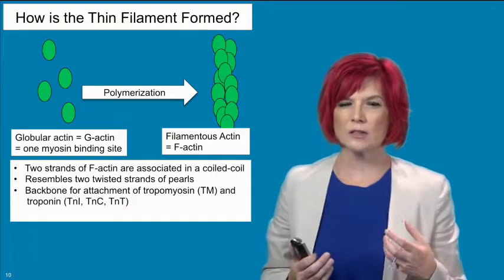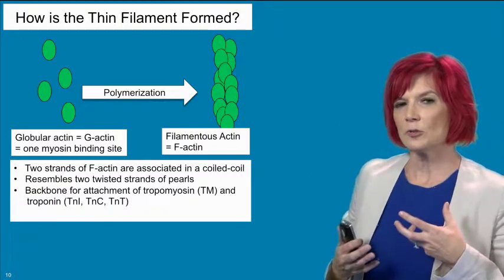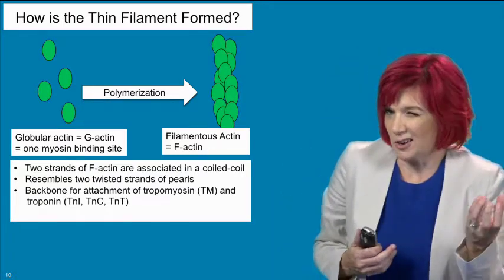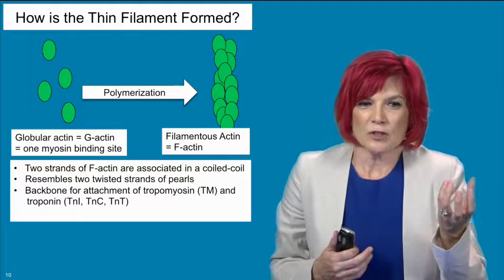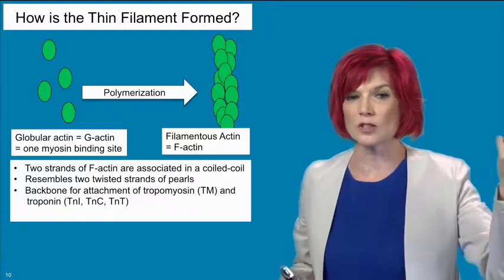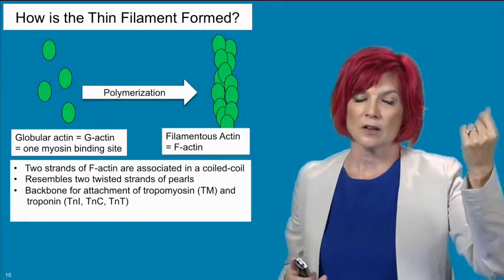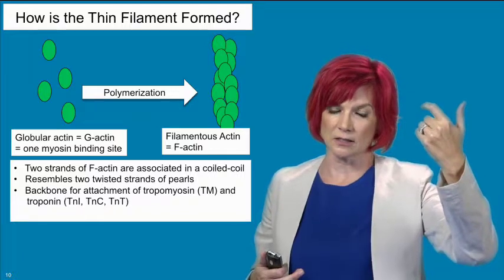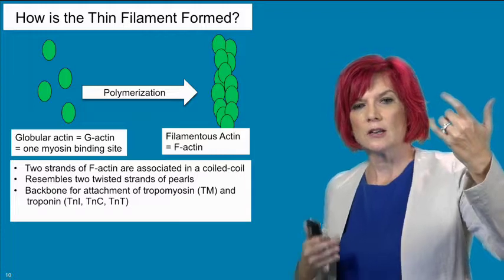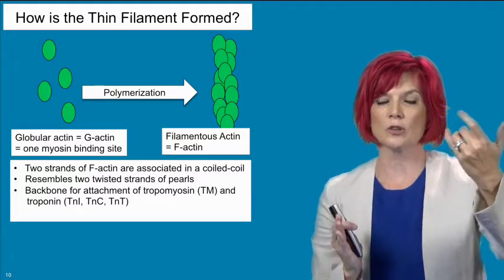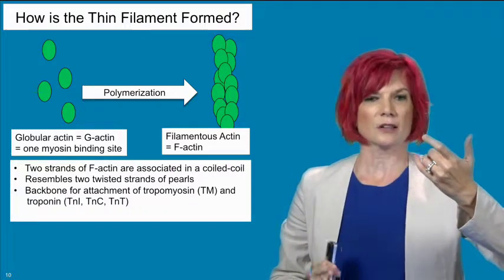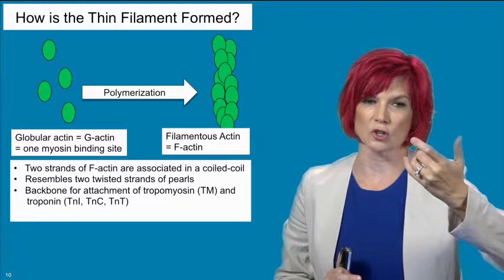Okay, so how is the thin filament formed? Well, the thin filament is formed from individual G-actin or monomeric actin, also known as globular actin, when these individual monomers come together and polymerize to form this gorgeous elongated filament structure. That filamentous structure is called F-actin or filamentous actin. And then it's on this filamentous actin that tropomyosin and troponin are built. And it's the interaction between these thin filament proteins that allows for the regulation of skeletal muscle contraction.